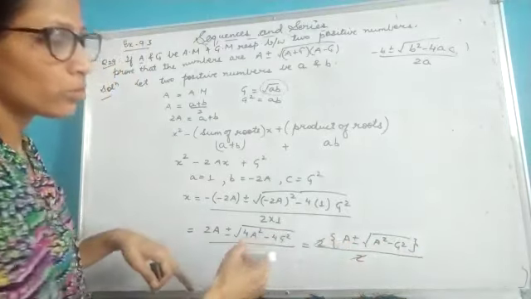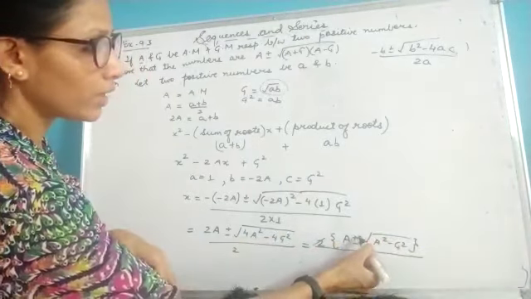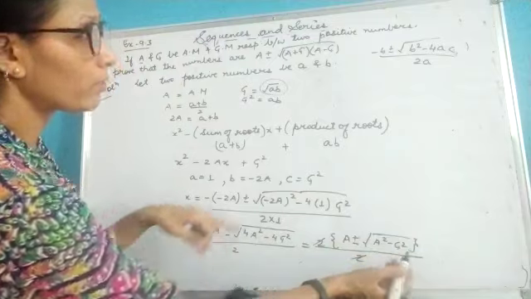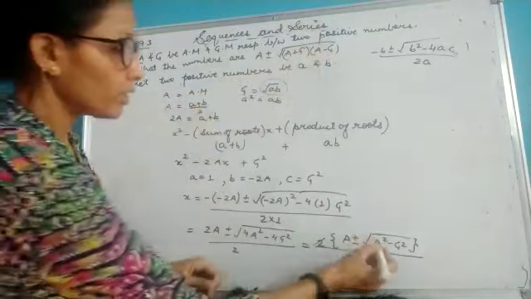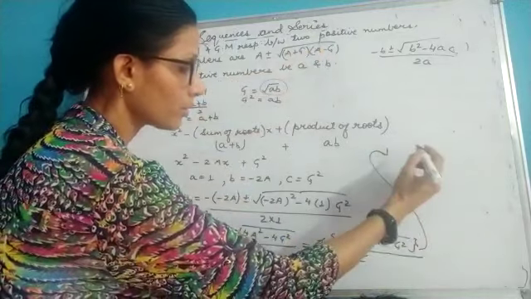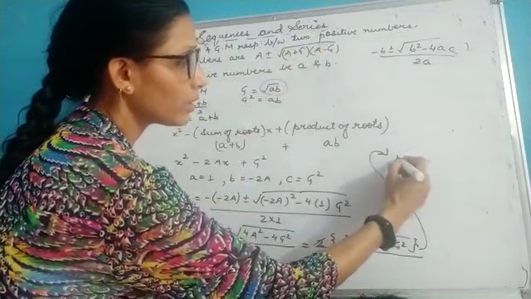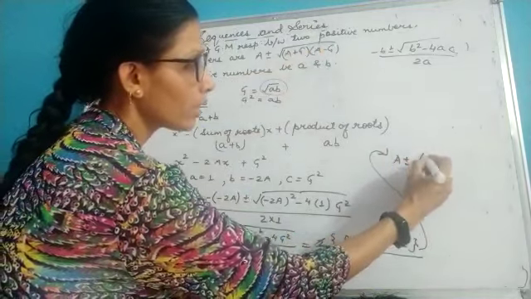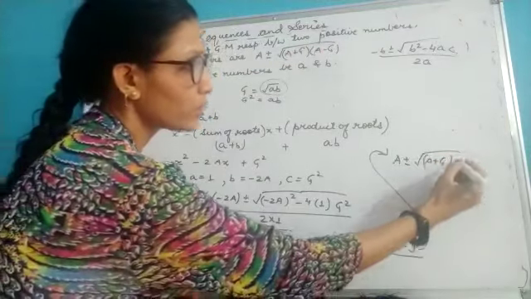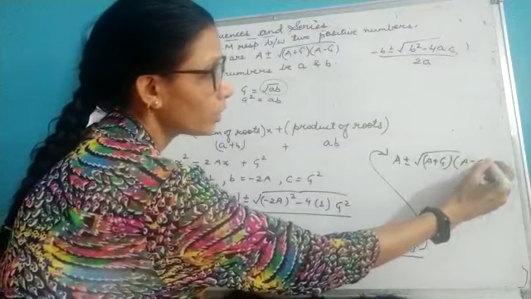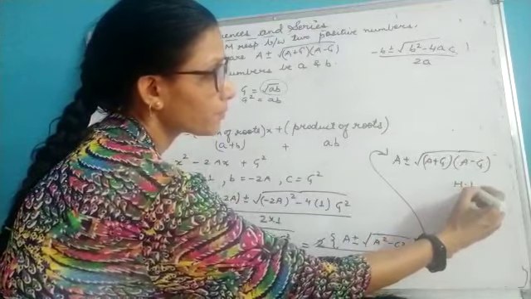So this 2 and 2 gone. Now I am left with a plus minus root a square minus g square, which is the required thing to be proved. This a square minus g square can be written as a plus minus under root a plus g, a minus g. This is the formula for a square minus b square, hence root.